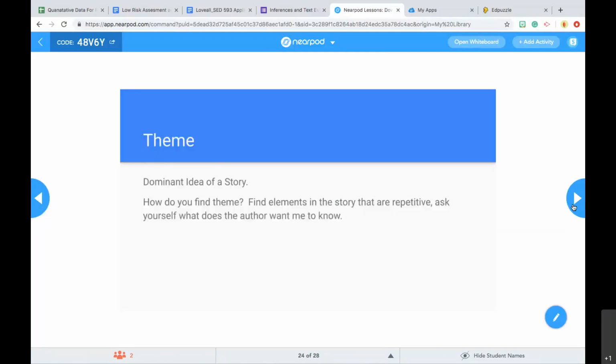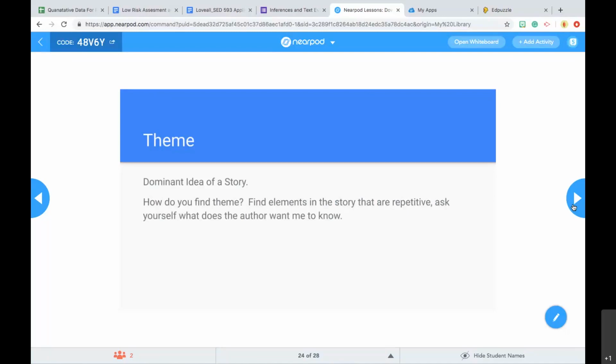A theme to a story. This is important. If you cannot even identify what a theme is, it's going to be very hard to look at both pieces of text and determine, well, how can I compare and contrast the theme if I can't even find the theme? So when you're thinking of the theme, it is the dominant idea of a story.